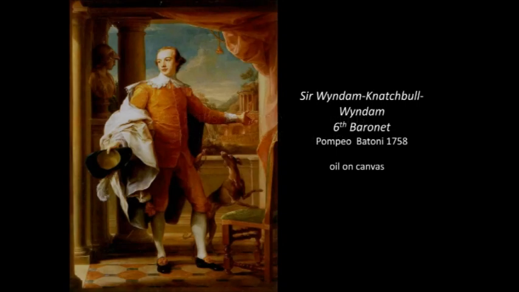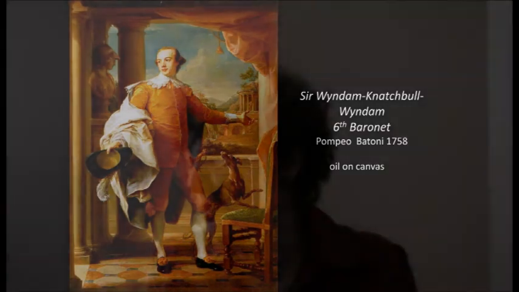All right, now this is the painting that I'm going to refer back to constantly, as it is the quintessential Grand Tour portrait. And the name says it all too. So, Sir Watkin Williams-Wynn. I don't know what his mum called him, Winnie or something. And he was the sixth baronet.